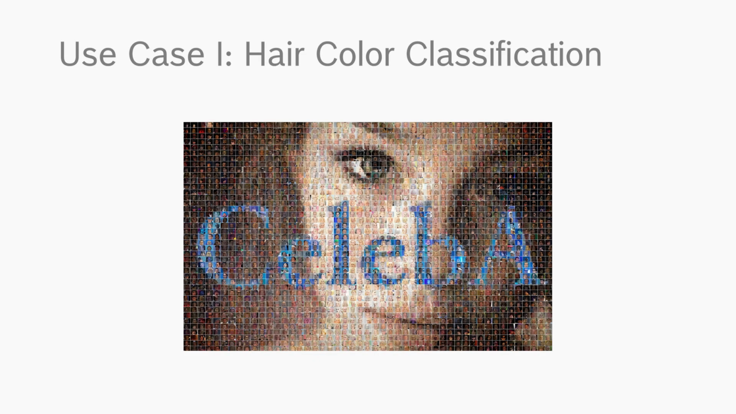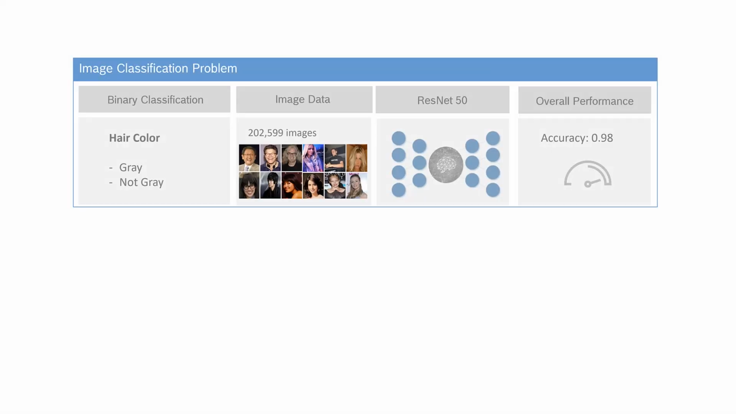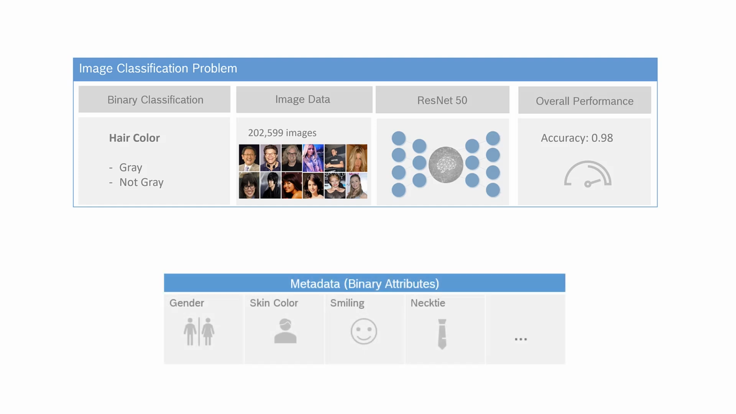Use case 1, CelebA. As a first example, we look at an image classification problem. Our goal is to identify potential bias issues. We trained a model to classify gray hair on the CelebA dataset and obtained an overall accuracy of 0.98. We use annotated binary attributes, such as gender, skin color, and smiling, to slice the data.